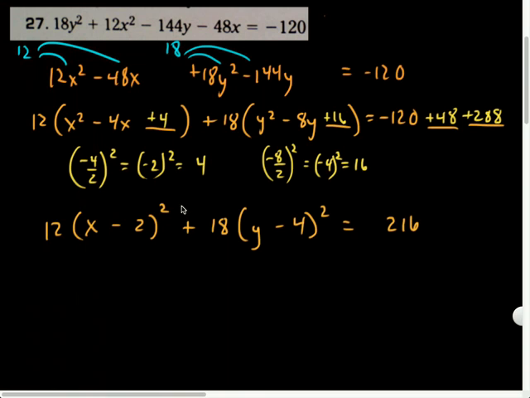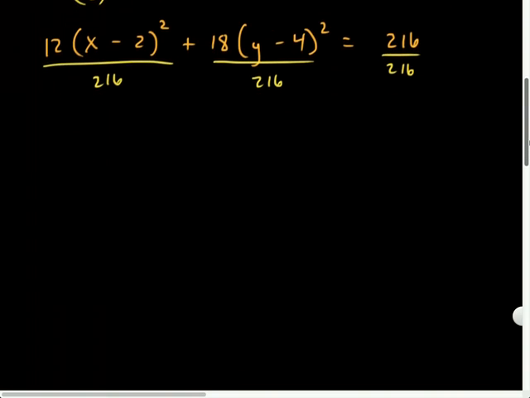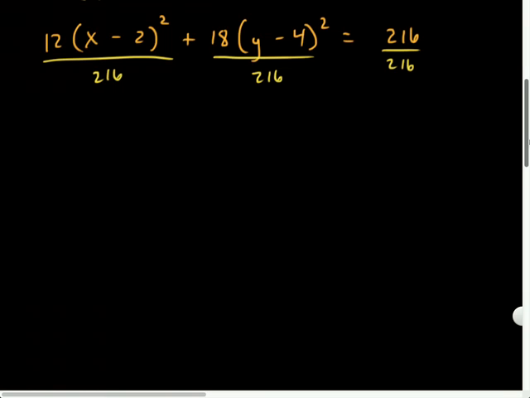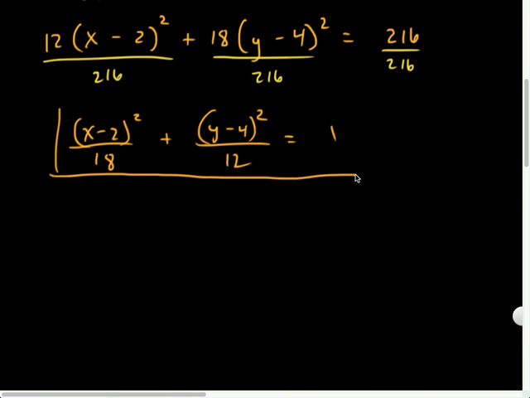Ellipse equations are always set equal to 1 in standard form, so I'll divide everybody by 216. Now, are you telling me that 12 doesn't go into 216? I might have messed up. That can happen, and those problems become trickier, where you'd end up having a decimal or another fraction in your denominator. Let's see, 216 divided by 18 must therefore be 12. Equals 1. So here's standard form.